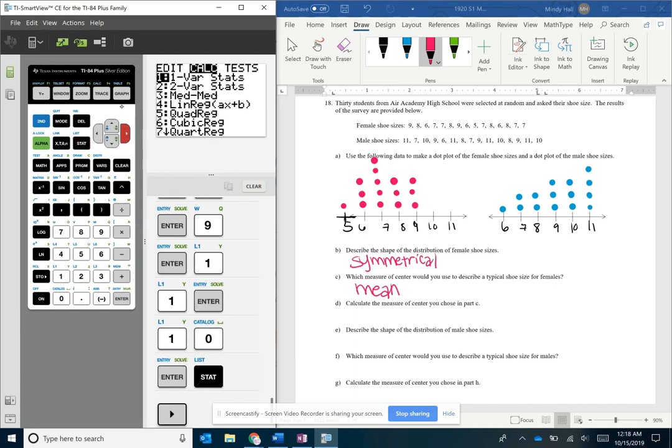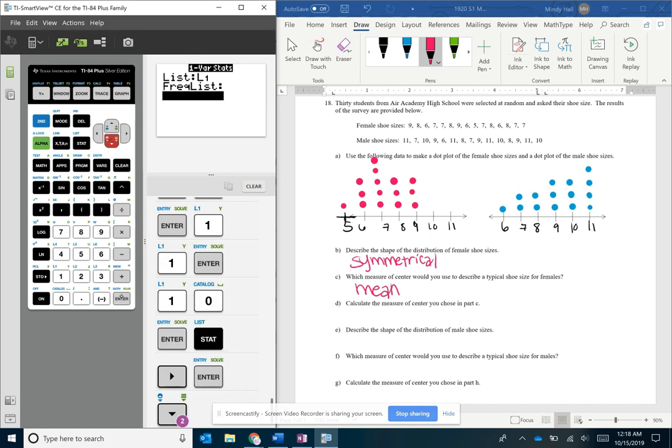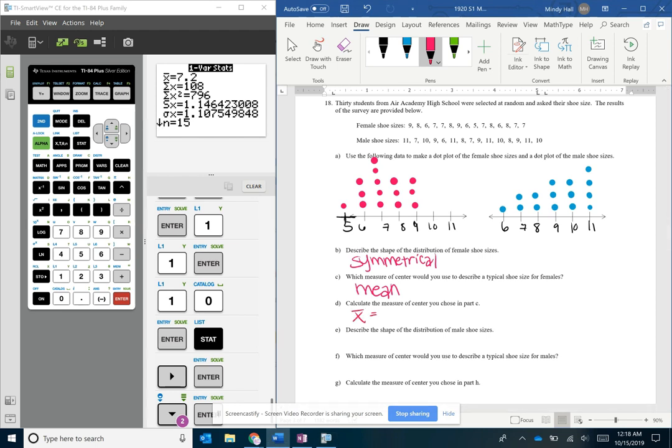So now to calculate the measure of center, if you hit your stat button on your calculator, remember you need to have a graphing calculator with the test, but you hit your 1-var stats and you tell it what list you want. So since we are doing females, we're just going to calculate our mean with that. And remember, mean is the little x with the bar. So in this case, my mean is going to be 7.2.